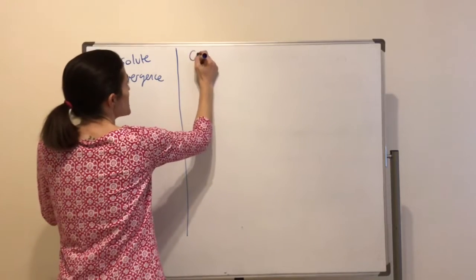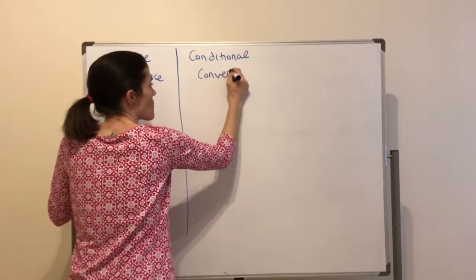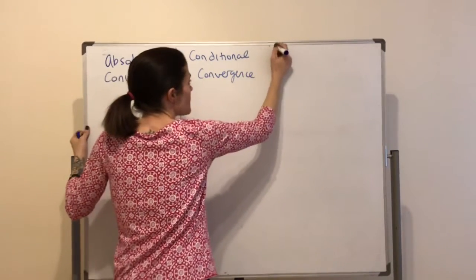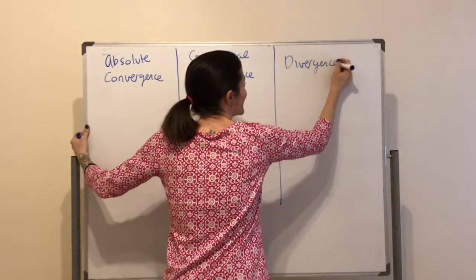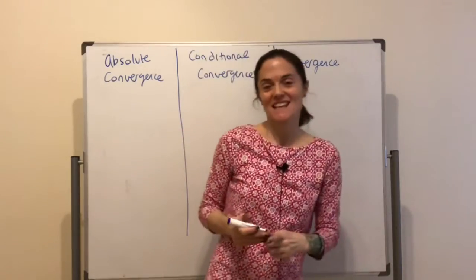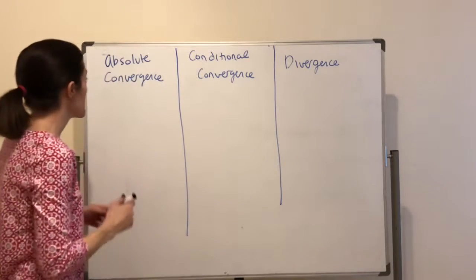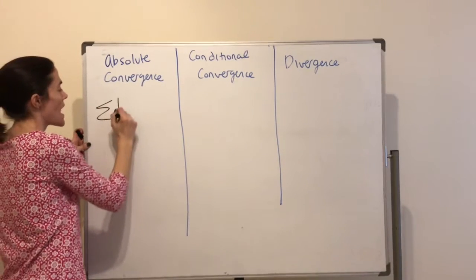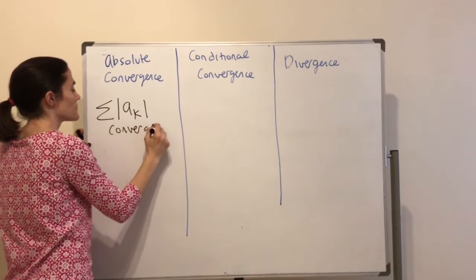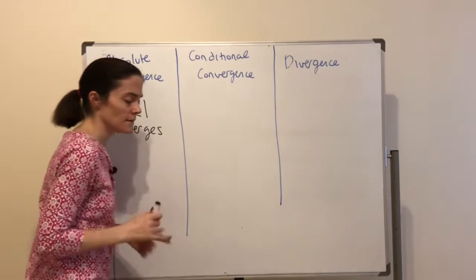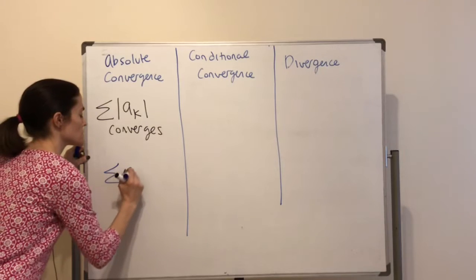One possibility is conditional convergence. And the final possibility is divergence. We have these 3 different things that can happen when you have a series with positive and negative terms. Now, what does this mean? This one means the sum of the absolute value of a_k converges, and then it follows that this also converges.